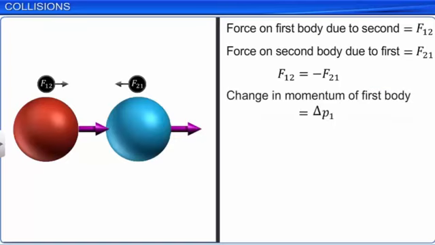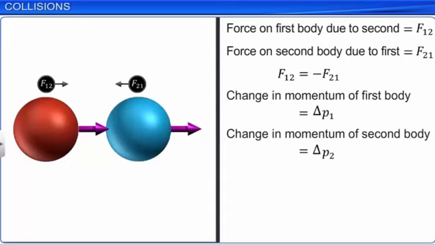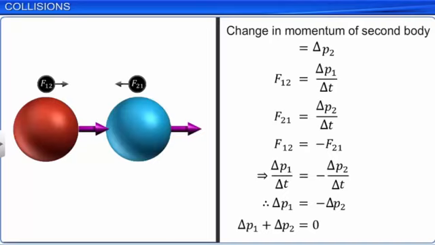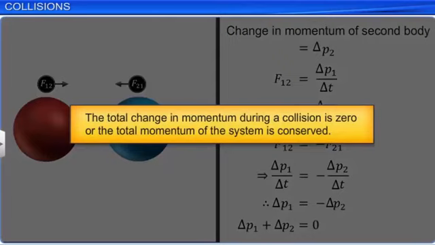From Newton's second law of motion, if delta P1 and delta P2 are changes in momenta of the first and second bodies respectively, then force F12 will be equal to delta P1 by delta T, and force F21 will be equal to delta P2 by delta T. Since F12 is equal to minus F21, this implies that delta P1 by delta T is equal to minus delta P2 by delta T. Therefore, delta P1 is equal to minus delta P2, or delta P1 plus delta P2 is equal to 0. Hence, we can say that the total change in momentum during a collision is 0, or we can say that the total momentum of the system is conserved during collisions.